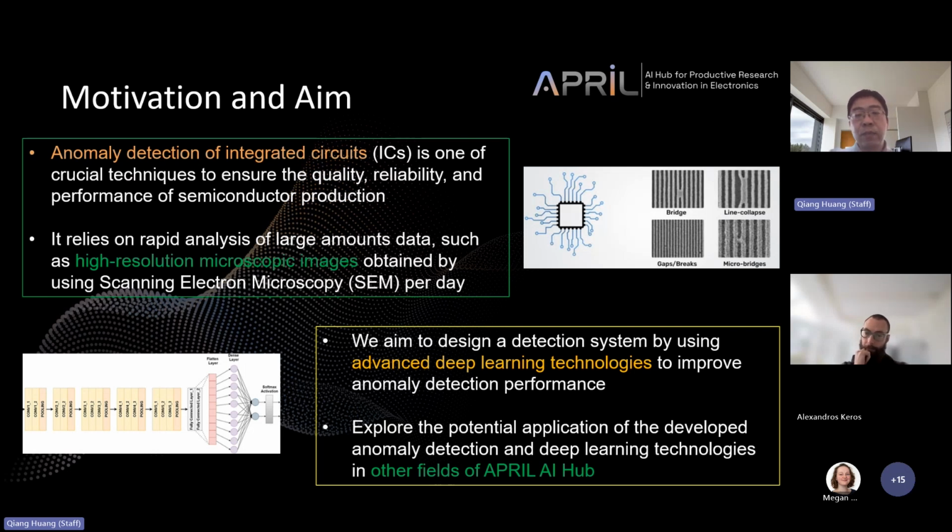in integrated circuits. So why do we want to do this? The reason is that the integrated circuit is currently very important to computer science, not only in this field, but also in the many other fields that need to use computer science technology or use computers themselves. We hope anomaly detection can help us ensure the quality, reliability, and performance of semiconductor production.